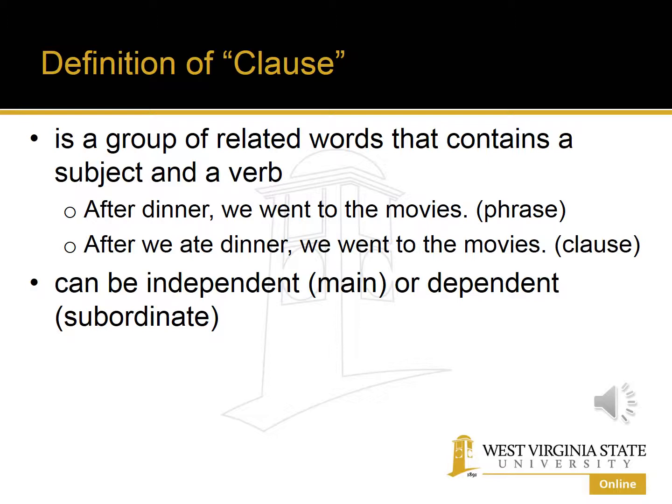The second sentence starts with a dependent clause. After is not a preposition here, but rather functions as a subordinating conjunction. How do we know? We see that the group of words has a verb, ate, and that the verb has a subject, we. So we know this is a clause, not a phrase. We also know that it is a dependent or subordinate clause because after we ate dinner is an incomplete thought. It's dependent on something to finish the thought.